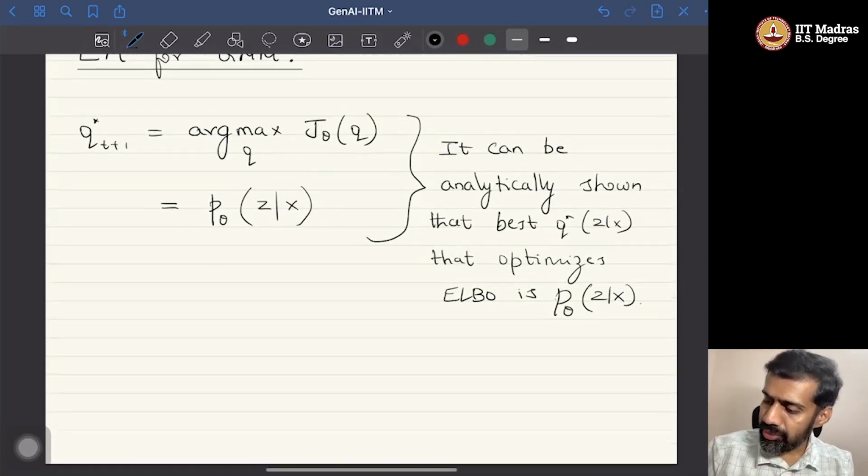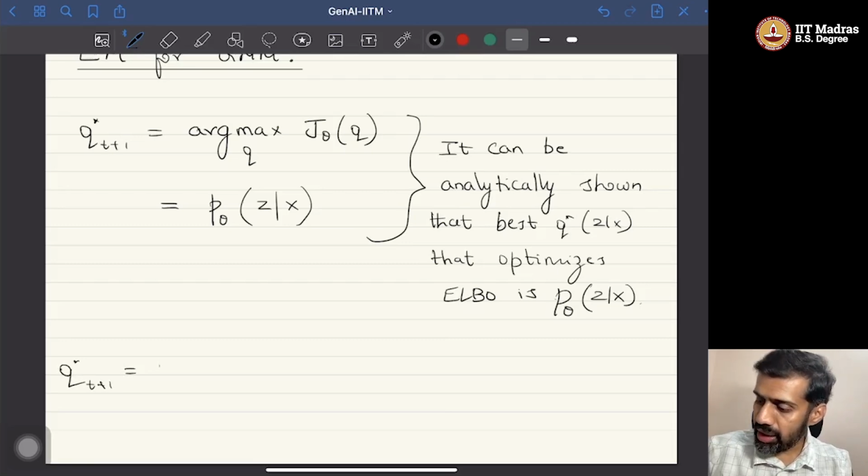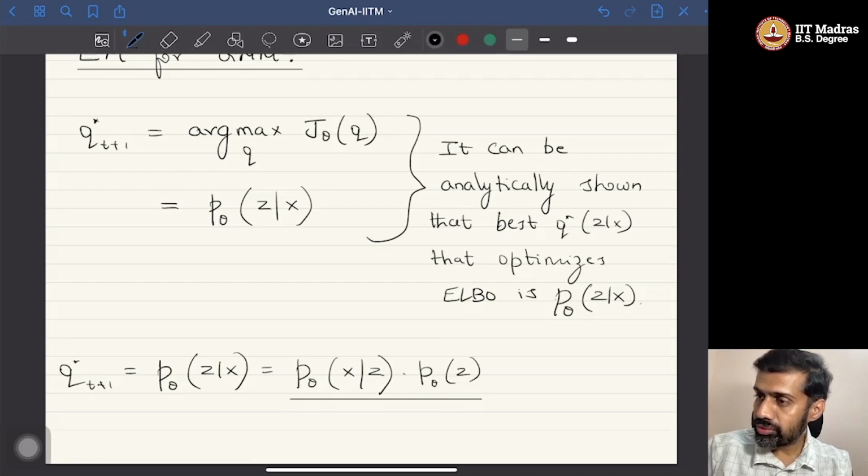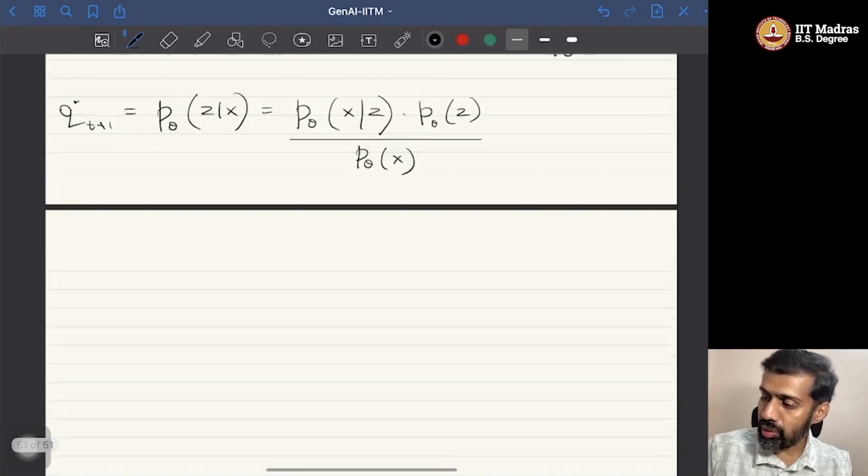So now for a GMM, while optimizing the ELBO, what we need to do is that given a particular theta, we need to find out q t plus 1. Okay, so that is given by p theta of z given x. So what is p theta of z given x? Use the Bayes law. It is p theta of x given z times p theta of z divided by p theta of x. So this is the definition according to the Bayes law.